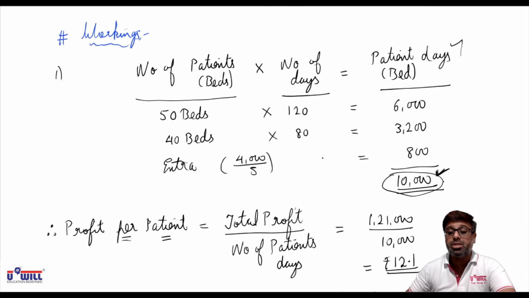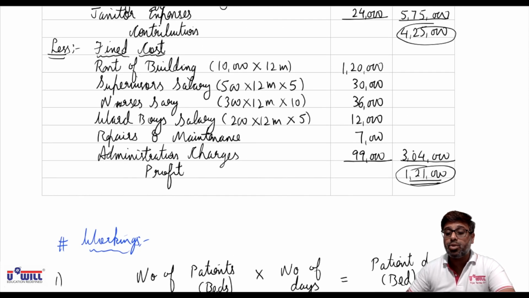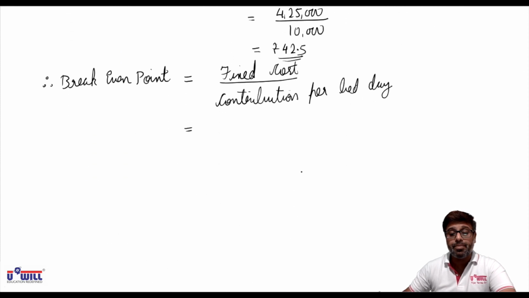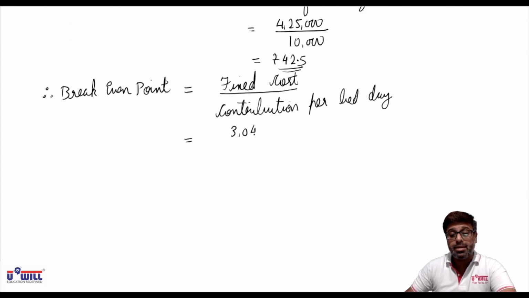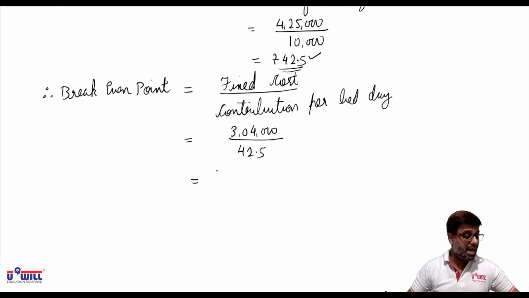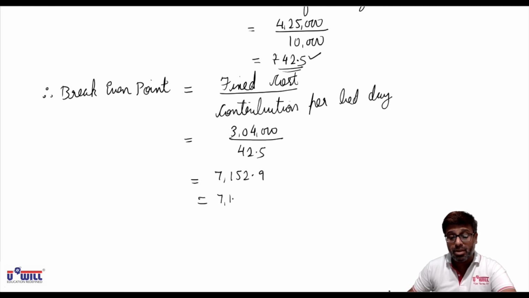What is the fixed cost we obtained in our table? The total fixed cost is 3,04,000. So 3,04,000 divided by the contribution per bed day, 42.5. Do it, everyone. What is the number of units of break even? 7,152.9 patients, which rounded off is 7,153 patients. That is the break even point for the hospital.